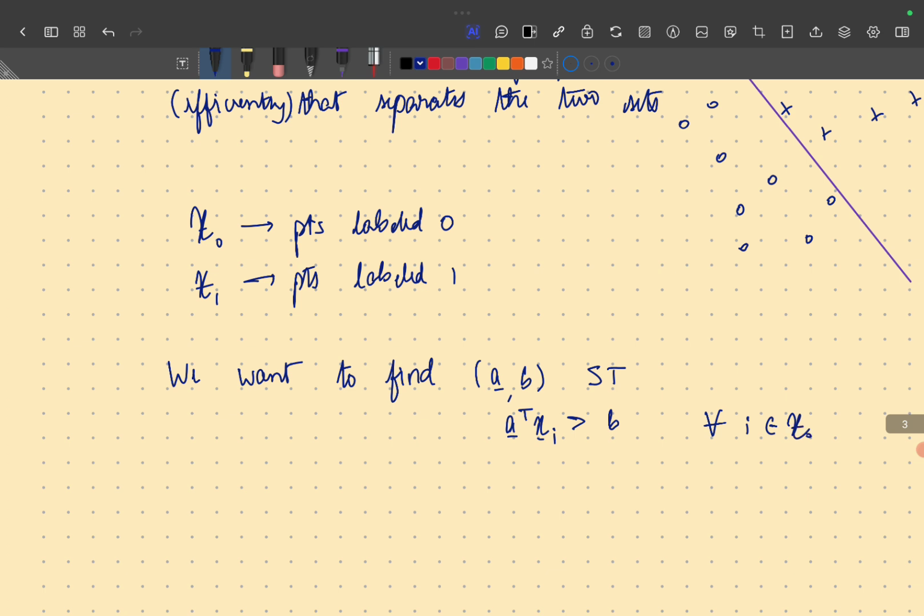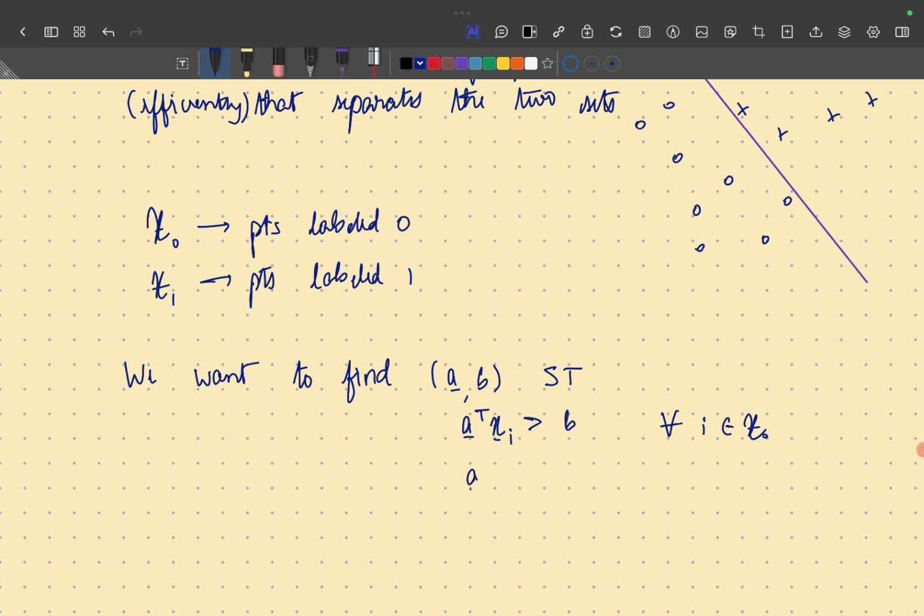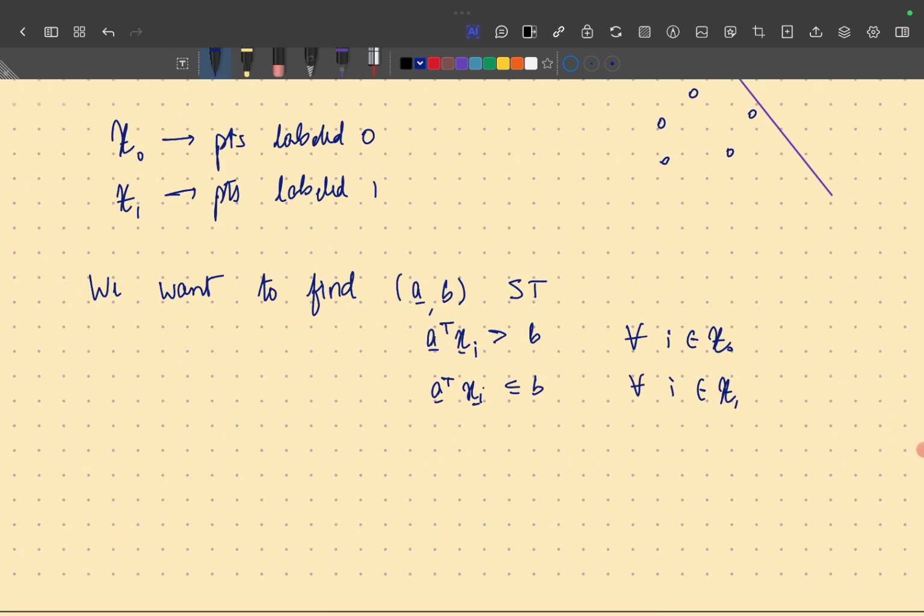I'll sort of interchangeably use xi and i to refer to the points labeled 0 versus those labeled 1. And A transpose xi is less than or equal to B for all i that are labeled 1. So this is the linear classification problem, also called the linear discrimination problem. It's really more of a discrimination problem, but it arises out of the classification problem.